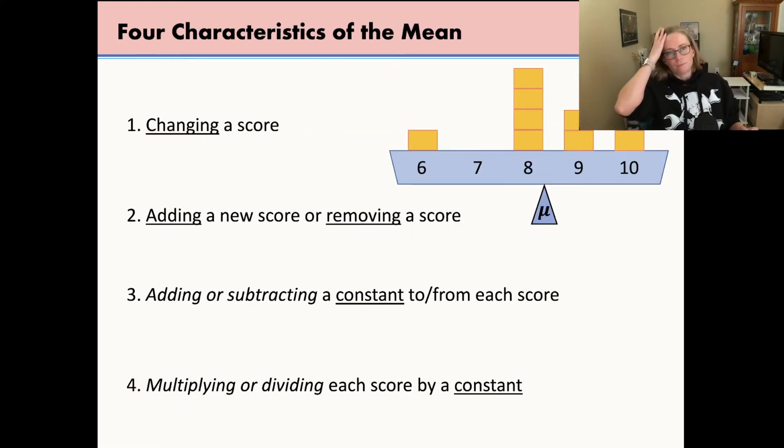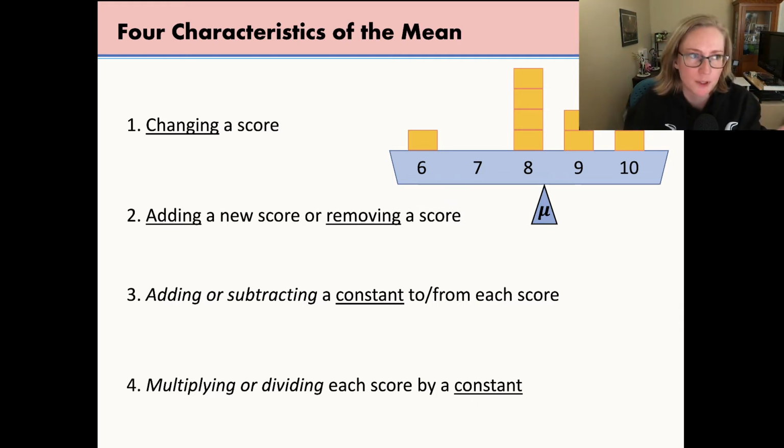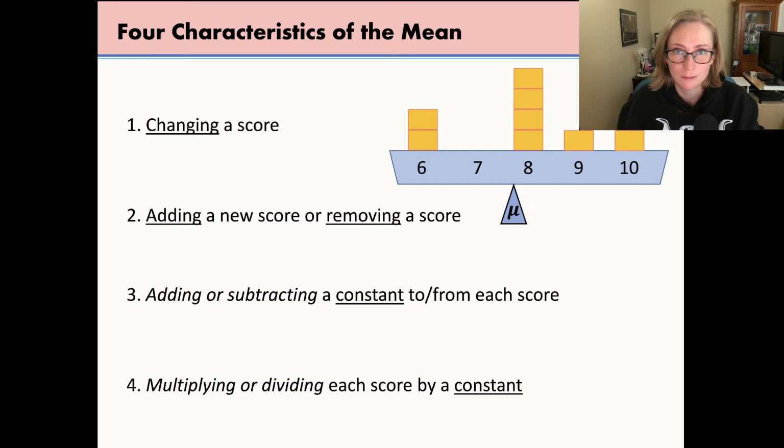Okay, so 4 characteristics of the mean. What happens when we change numbers in our data set? For example, if we change a score, maybe we made a mistake and we have to change a score. So it's not a 9, but a 6. That, of course, you have to adjust your mean. So it's actually going to come down a little bit because it's not a 9 anymore. It was a 6. I guess the person read it upside down.